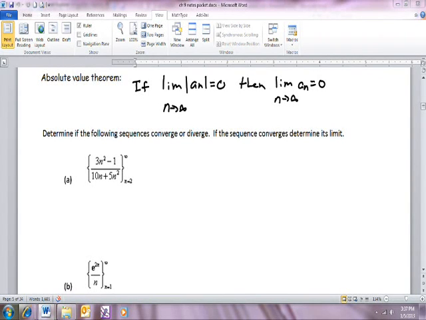As far as the absolute value theorem goes, it's kind of a silly theorem. It says that if you've got the limit of a sub n, of the absolute value of a sub n, and that happens to go to 0 as n approaches infinity, then the limit of just regular old a sub n would also have to approach 0.